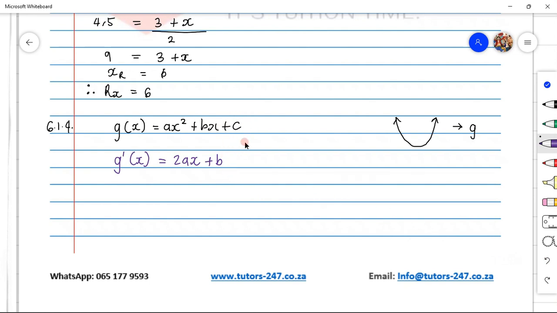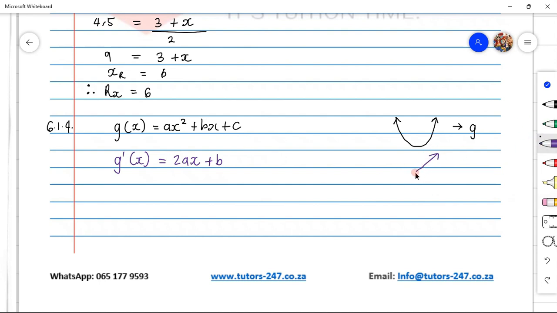Now, c represents a constant, and we know that when we derive, constants are equal to 0. So that is our second derivative. If you notice, this is in the form y equals mx plus c, which is a linear function. So you can say that 2a represents your gradient, x, and your constant c is represented by b. So that is our linear function.